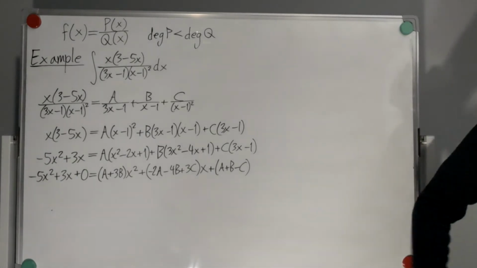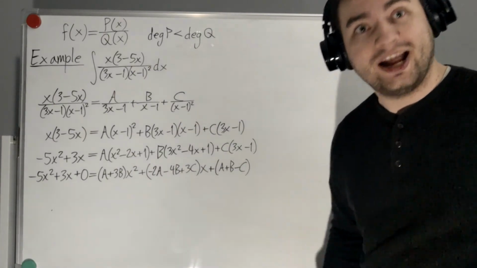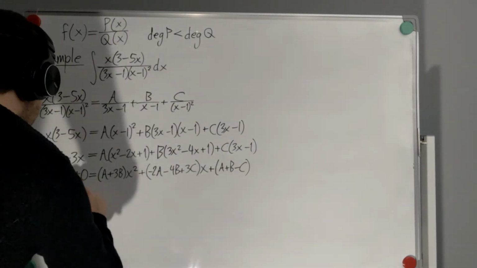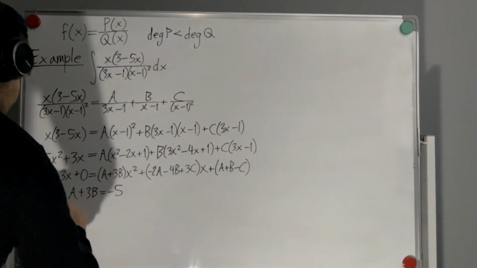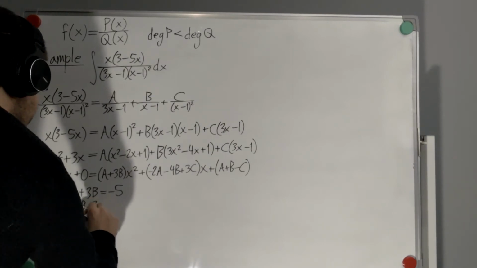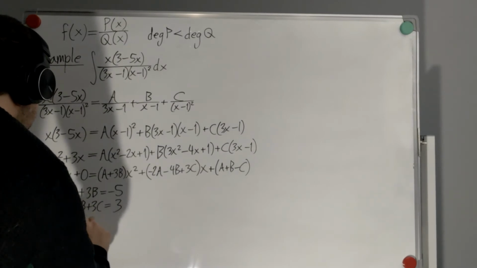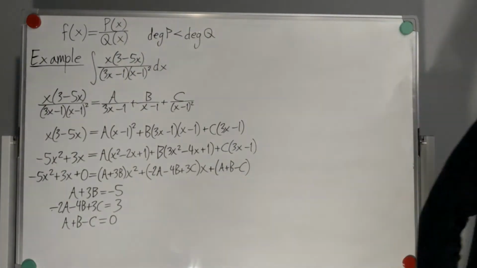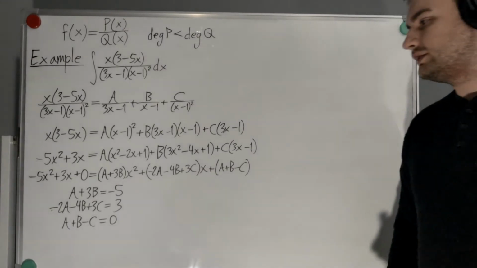Right, so now, as usual, we can say these two polynomials are the same for all values of x, except possibly at exceptions. And then that means the coefficients have to be equal. So that means a plus 3b has to be negative 5. And then negative 2a minus 4b plus 3c has to be 3. And a plus b minus c has to be 0.